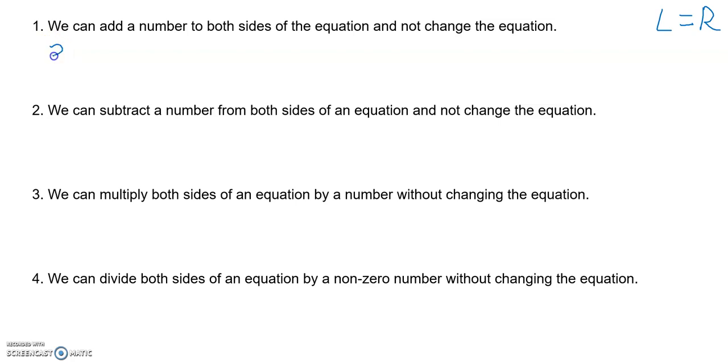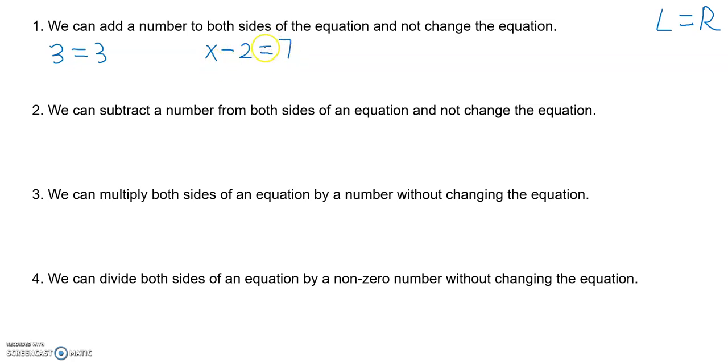For example, we may have 3 equals 3. In this equation, which we can call an identity, there's nothing to solve for. It just tells us 3 equals 3. But in most equations, you may have a variable. Let's use x to represent the variable: x minus 2 equals 7.